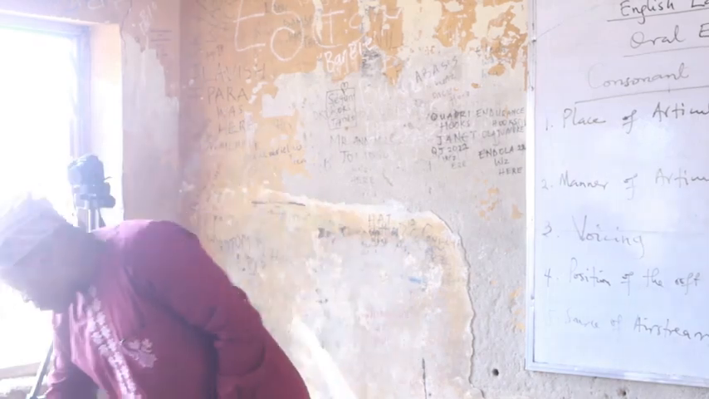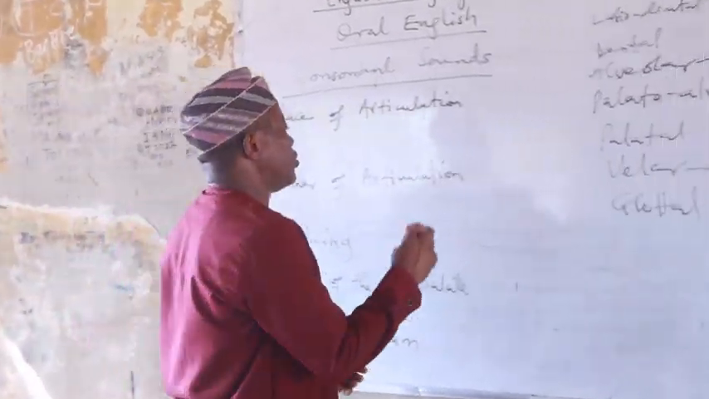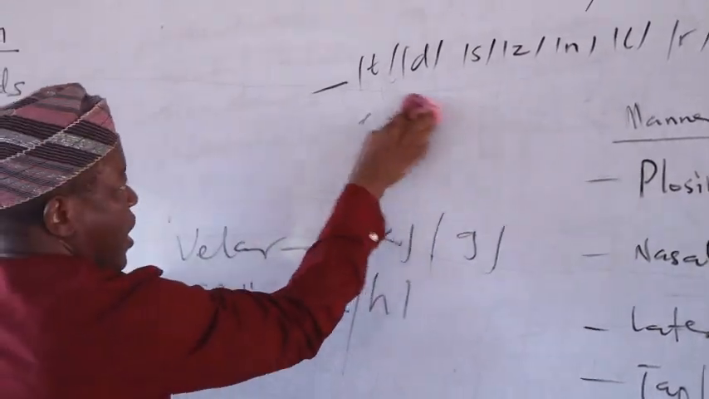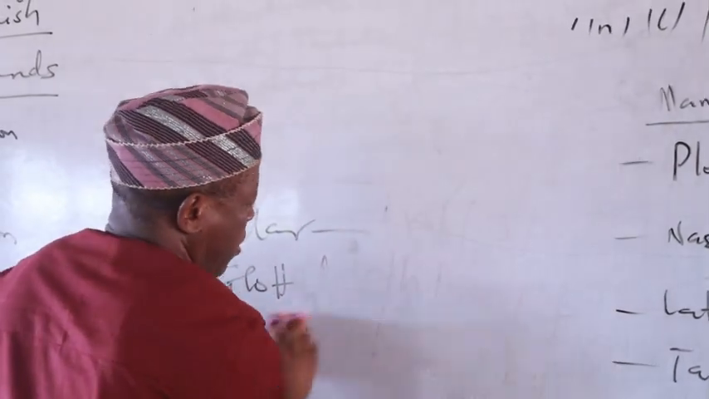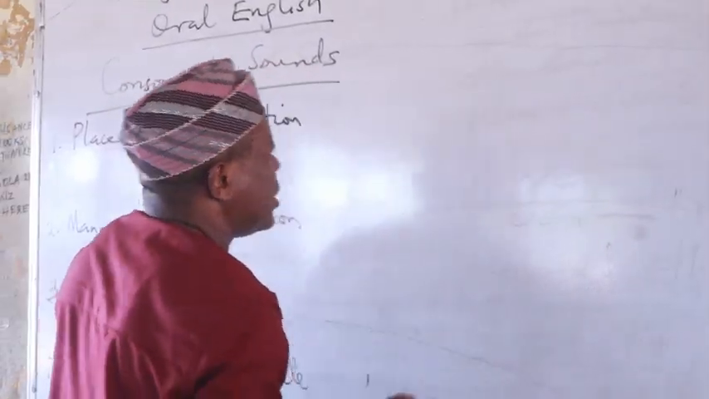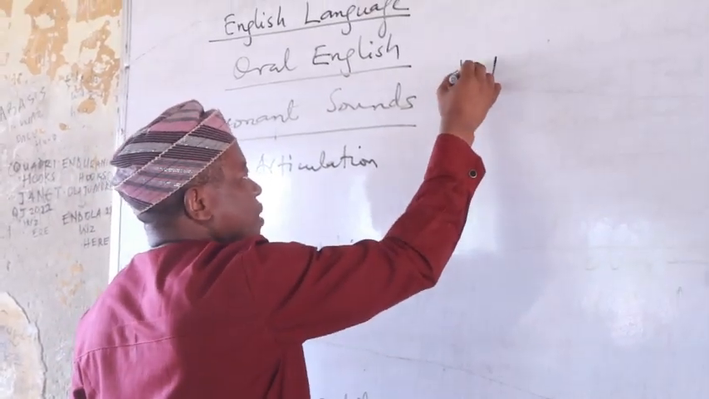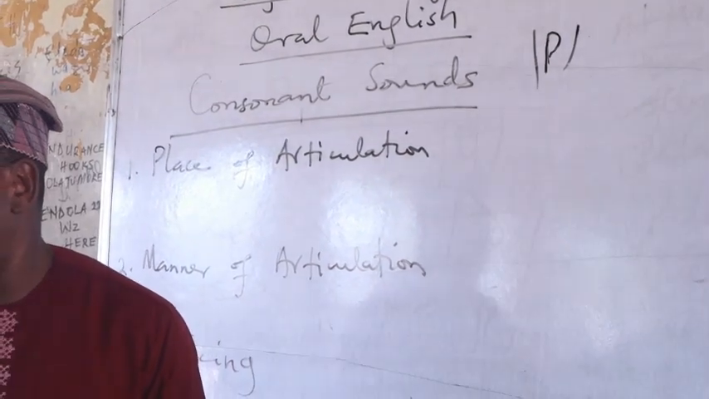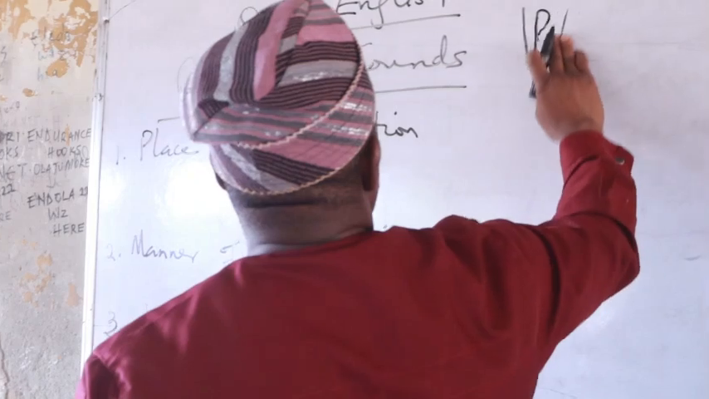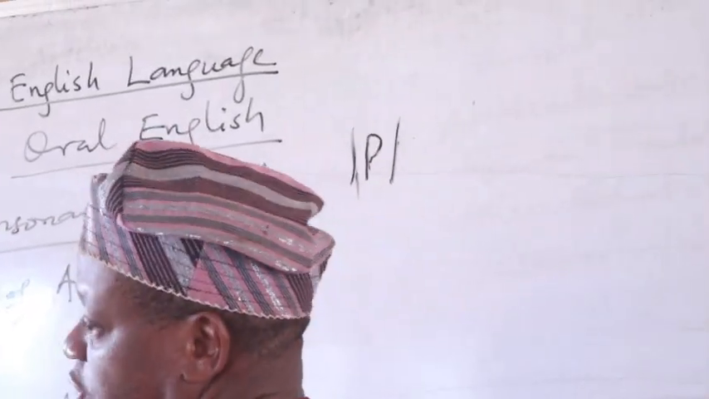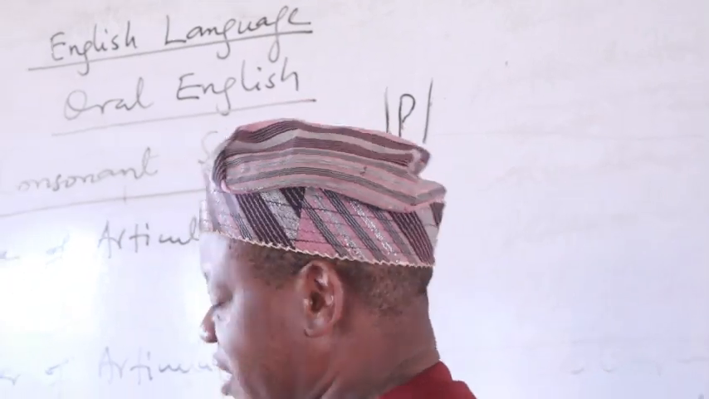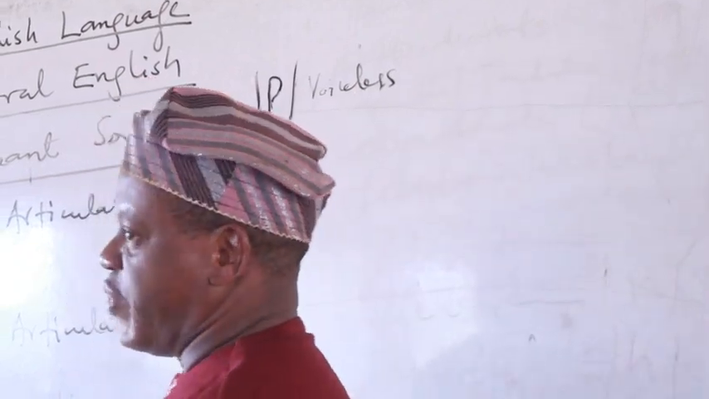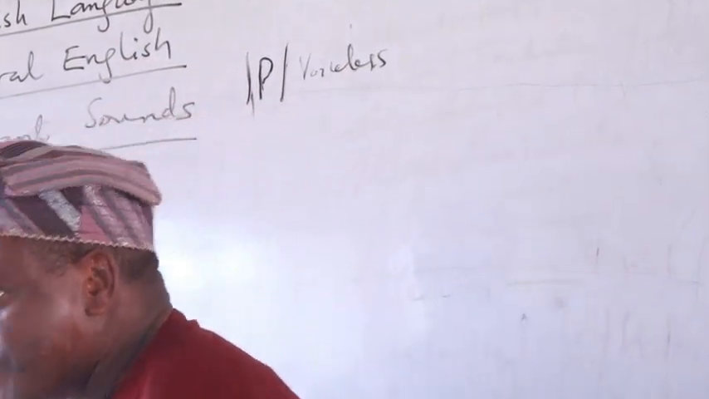Now, not at your level anyway, if you want to describe these consonant sounds one after the other, let's pick the first one, P. Assuming I want to describe that consonant P, I will start from voicing. Is it voiced or voiceless? Voiceless. P is voiceless. What's the place of articulation? Bilabial.